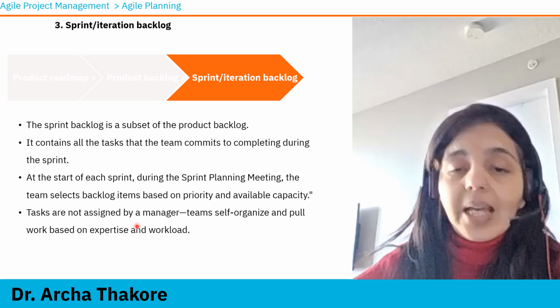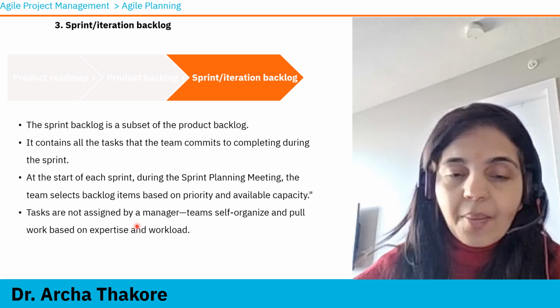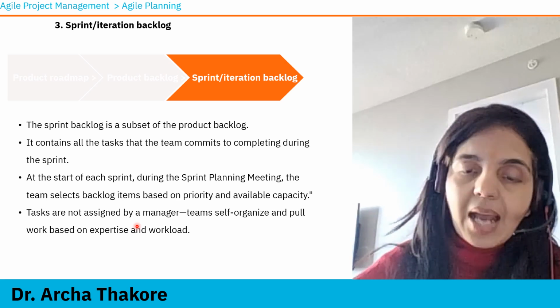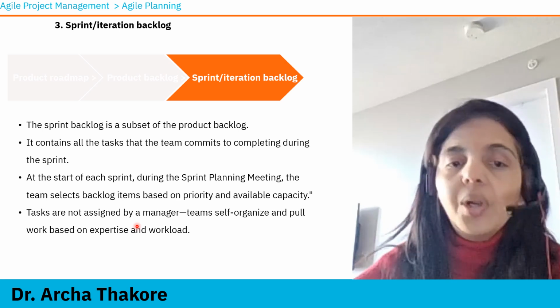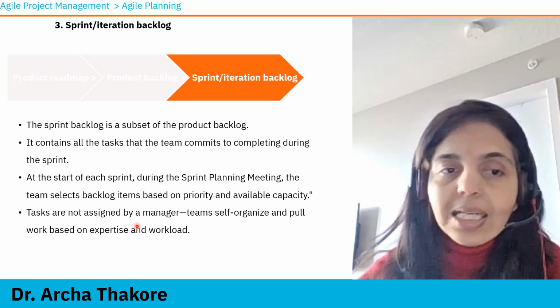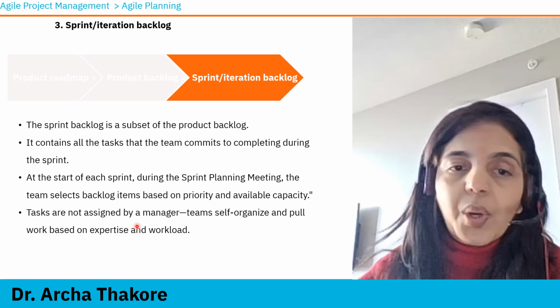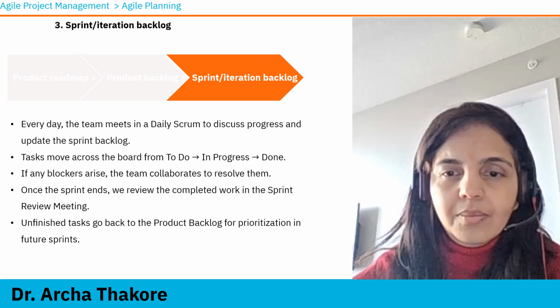Tasks are not assigned by a manager. Agile teams are self organized, empowered. They use a pull mechanism based on their capacity and their expertise. They pull items from the product backlog. So I hope the difference is clear. What is product roadmap, product backlog, and sprint or iteration backlog?